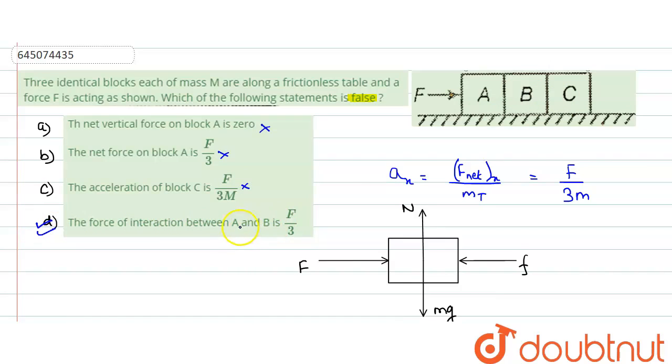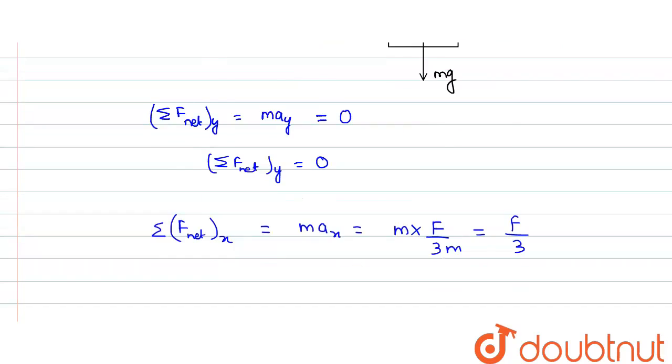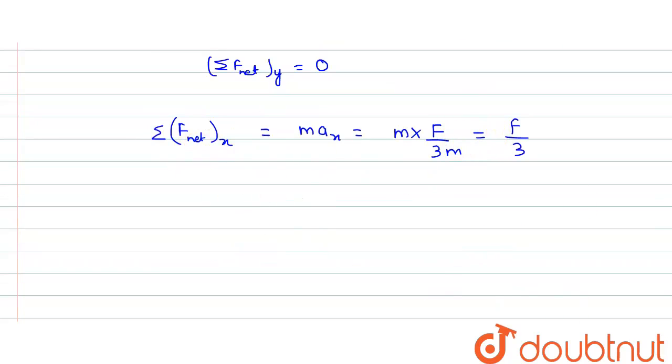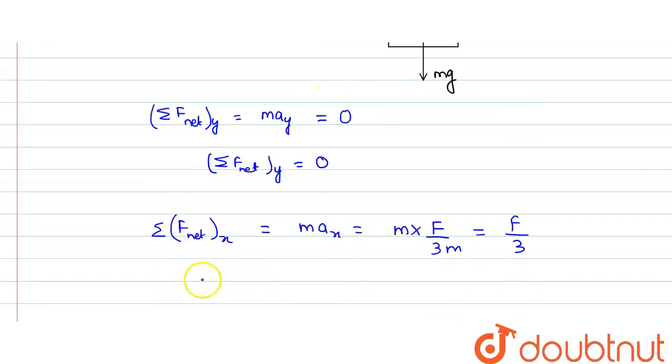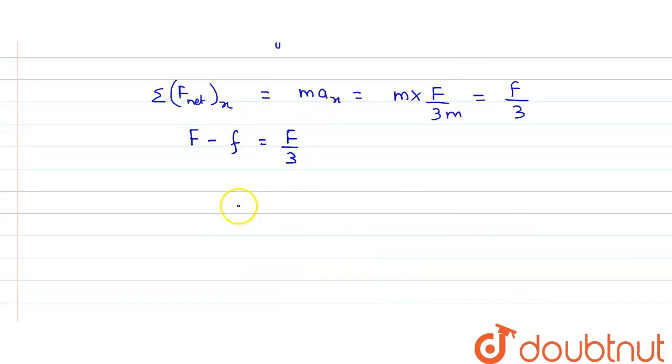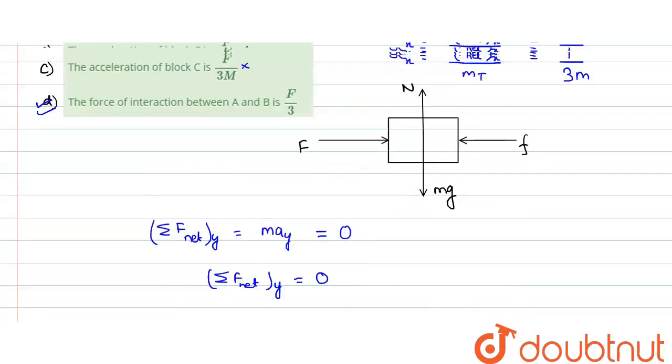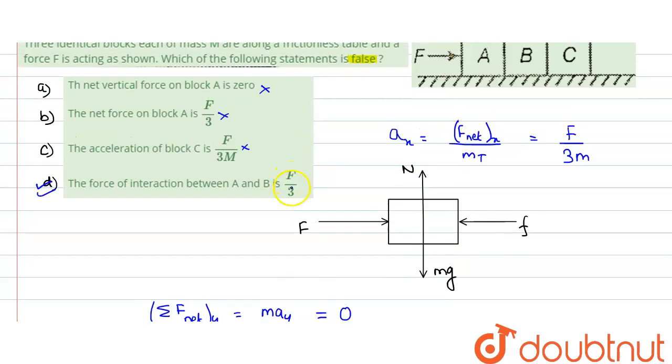The force of interaction between A and B is equal to F divided by 3. That means we need to find the value of this small f, the force of interaction between A and B. In this expression itself, we have calculated the net force. Now what would be the net force in terms of this value? It would be capital F minus small f. This value would be equal to F divided by 3. Now if we solve this, the small f value would turn out to be 2 times capital F divided by 3. Now what is given? We have been given that it is equal to F divided by 3. That means it is a wrong statement, and we need to find the wrong statement. So the correct option is the D option.